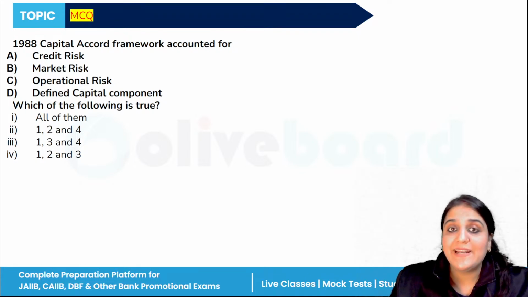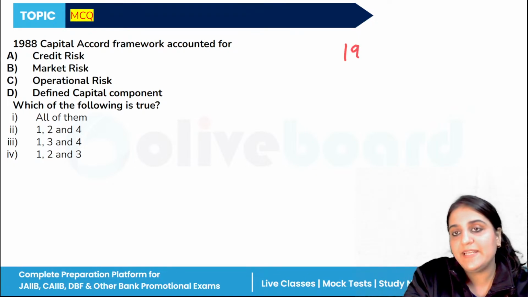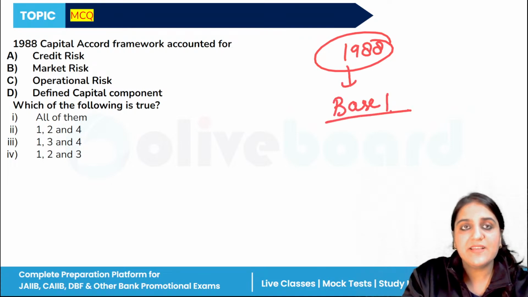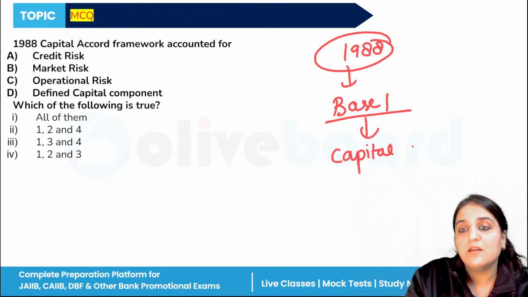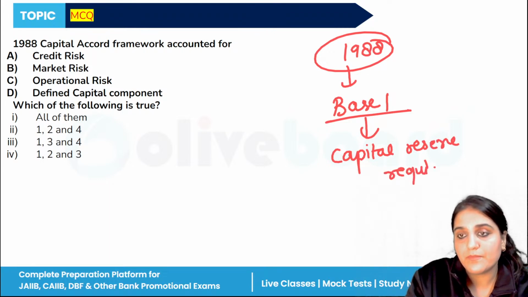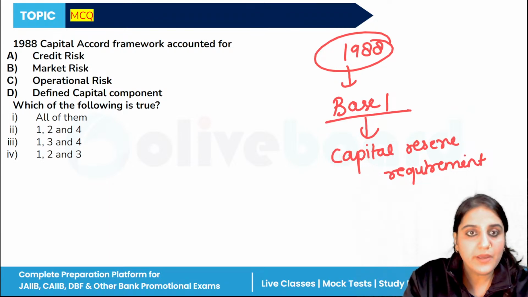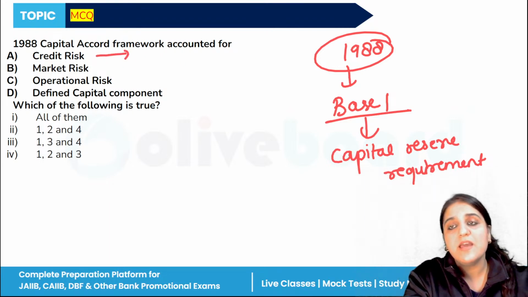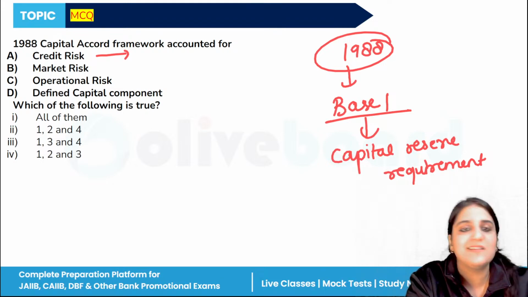The 1988 Basel Capital Accord is also known as Basel I. It is one of the earliest of the three Basel Accords, and it introduced capital reserve requirements for banks based on the riskiness of their assets. This framework accounted for credit risk, where the borrower fails to meet obligations and is unable to pay the principal amount and the interest. That is credit risk.